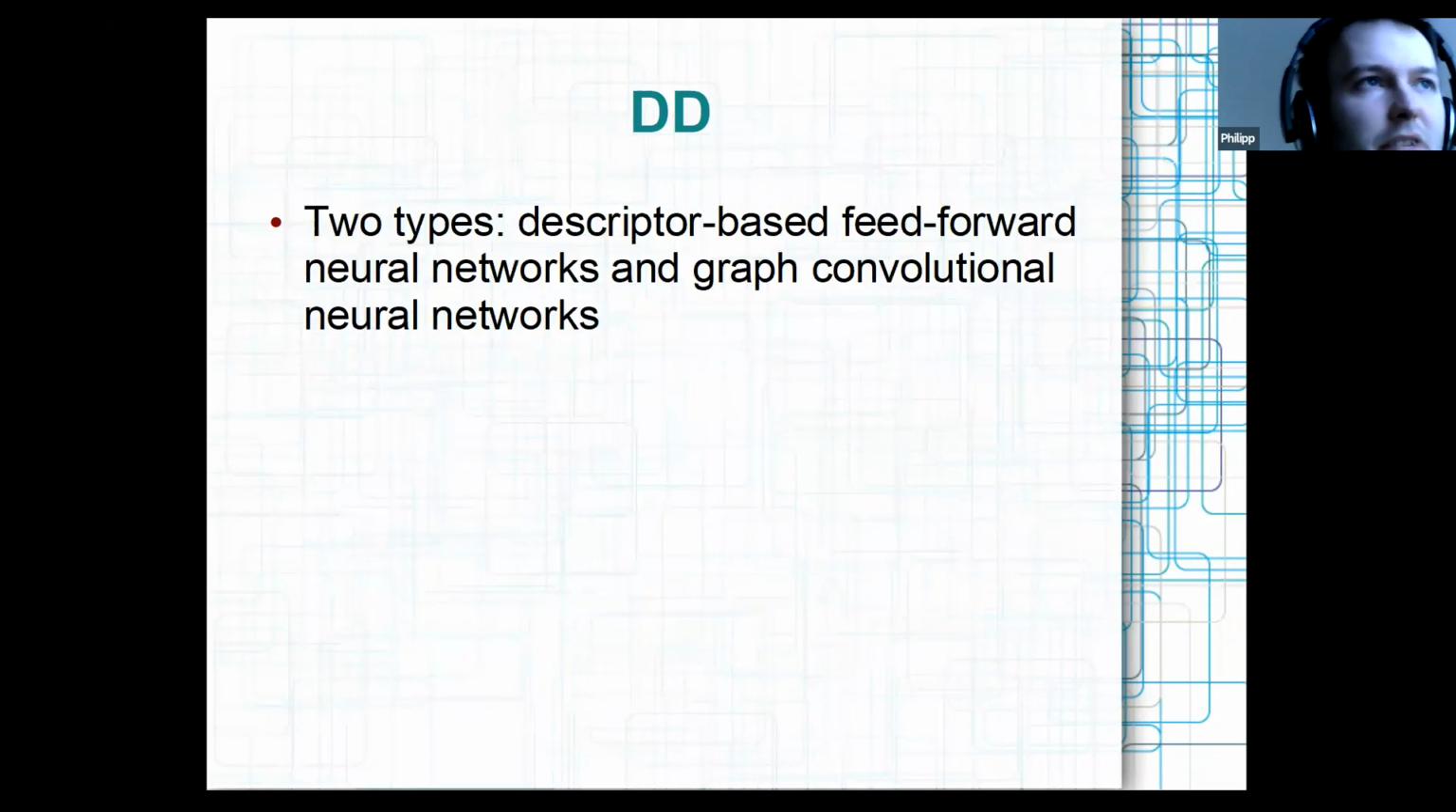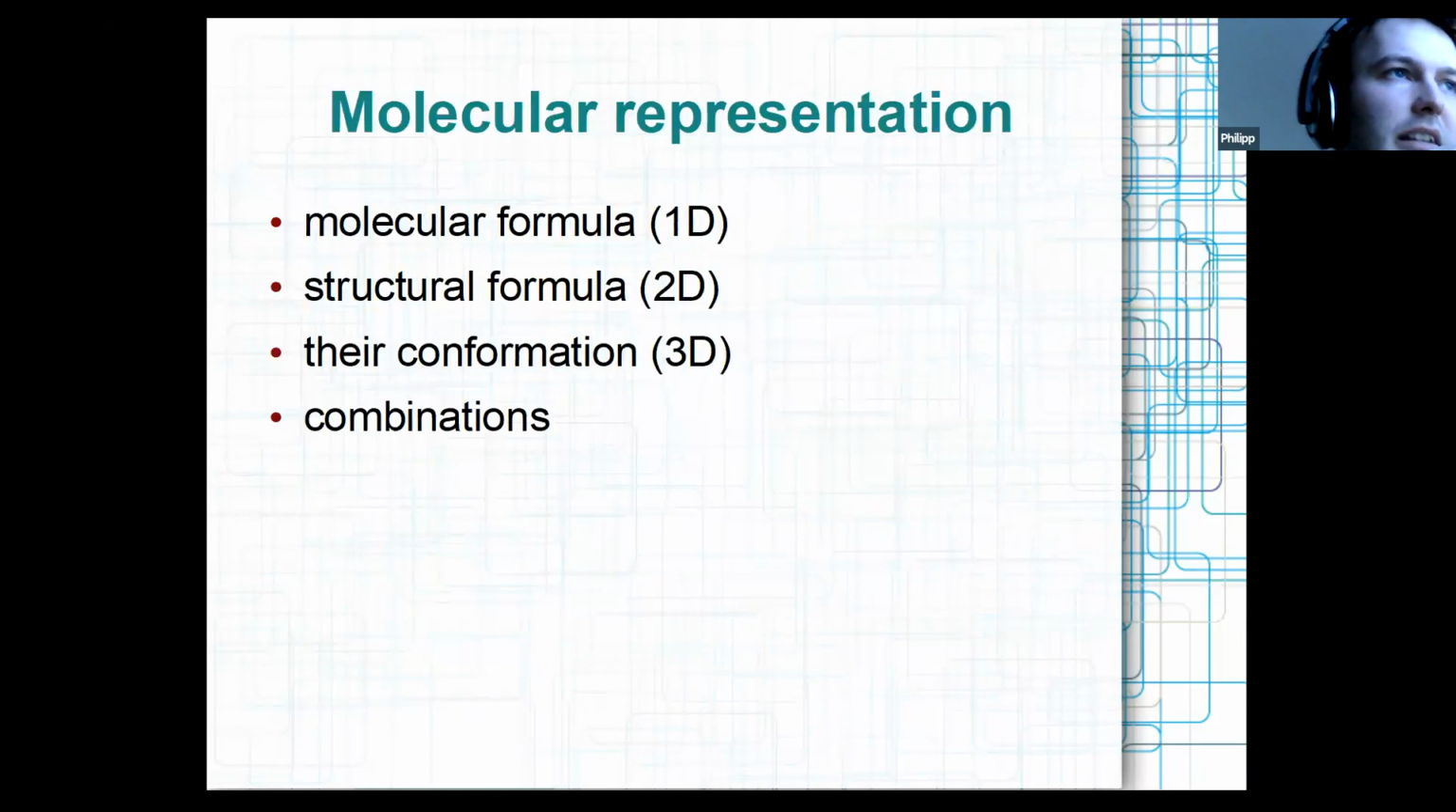There are two types they used in the paper: descriptor-based feed-forward neural networks and graph convolutional neural networks. With the latter, I think they mentioned the advantage is that they can figure out the molecular representation themselves, whereas with descriptor-based feed-forward neural networks, you have as input vector something that we will see. I have to go to the next slide, because we have to talk about how you can describe a molecule. It brings us into the area of molecular representation. How do you define these small molecules?